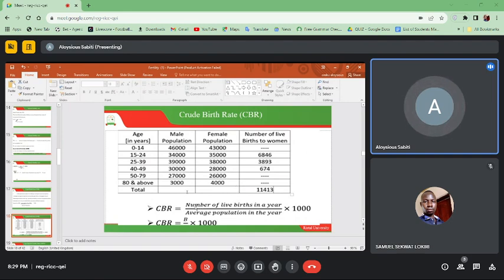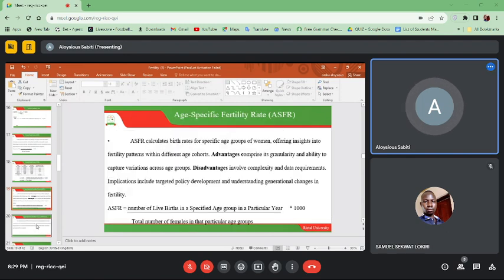So your crude birth rate looks at the number of live births in a year over the average population in that year, times 1,000. Here we add all the live births in this column, which gives us 11,413 live births, and divide by the total number of people you can see here. You add the males in this column for the total, and the females in this column for the total, to give you the crude birth rate.